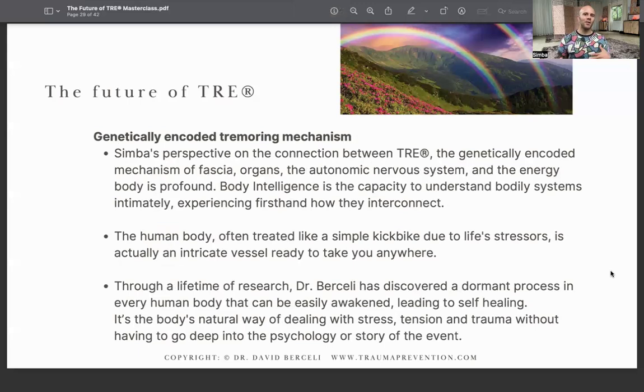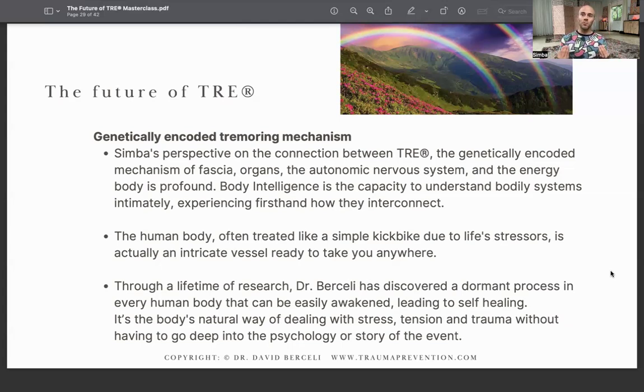So generally, what I want to say with this is that when I look at TRE, I look at the human body the same way people treat their body. It's often treated like a kick bike, due to life stressors, where it's actually an intricate vessel that's ready to take you anywhere. It's used as a kick bike, but it's a rocket ship.